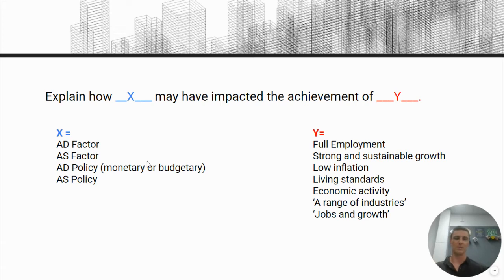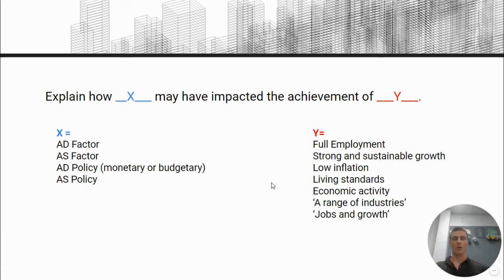A little bit different for aggregate demand and aggregate supply. So Y could be any one of our goals, but it could also be living standards. Sometimes that throws students a little bit. Could be economic activity, but that's basically the same as strong and sustainable growth. Last year, they did a range of industries. That definitely threw students. That's just growth in a range of different industries. Jobs and growth was a few years ago. That also threw students. It's the full employment and the strong and sustainable growth target or goal.